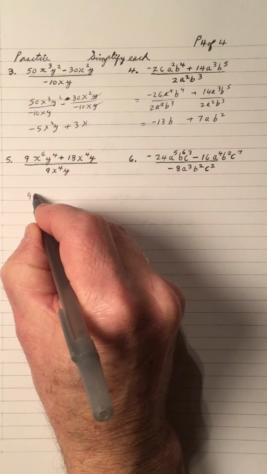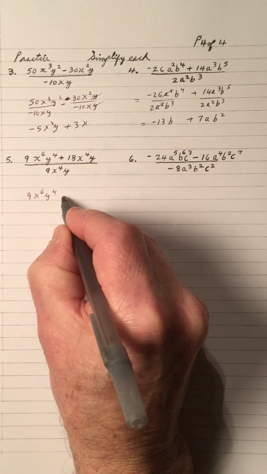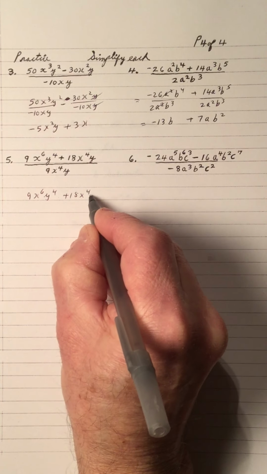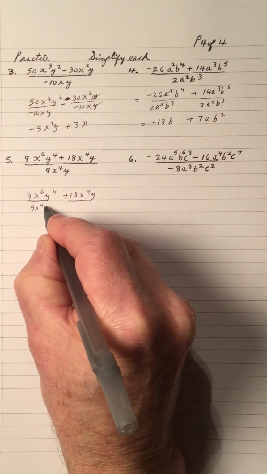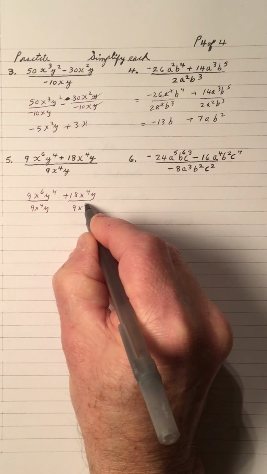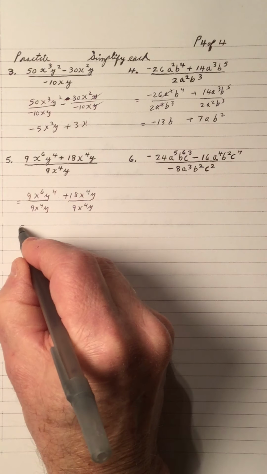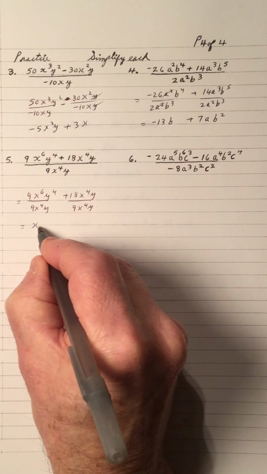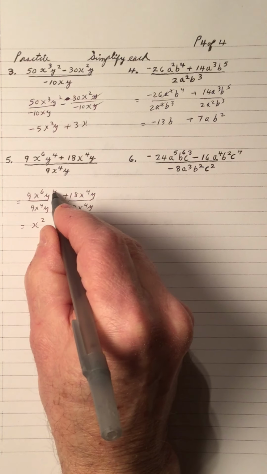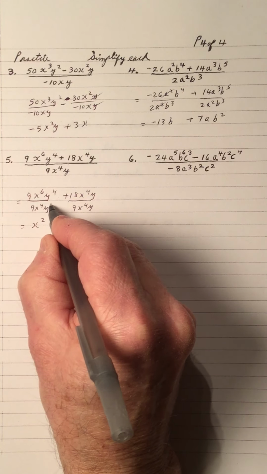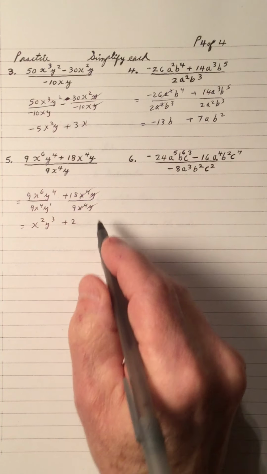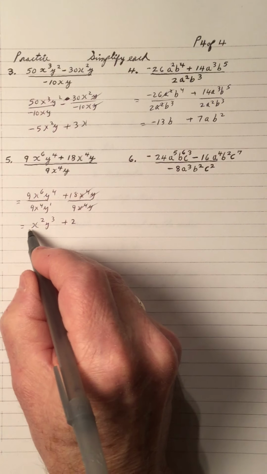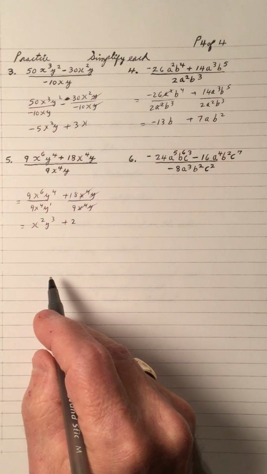So number 5 is x to the 6 y to the 5 plus 18x to the 4 y. And the 9x to the 4 y goes below both. And we divide. 9 divided by 9 is 1. x, 6 subtract 4 is 2. y, 5 subtract 1 is 4. Plus 18 divided by 9 is 2. And the x to the 4 and the y cancel. So notice both of these cancel now. So I get x squared y cubed.